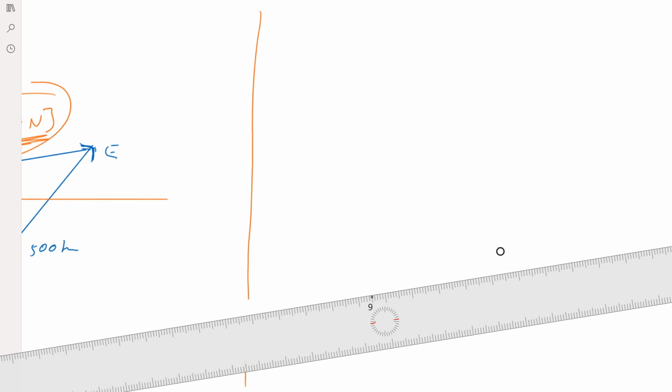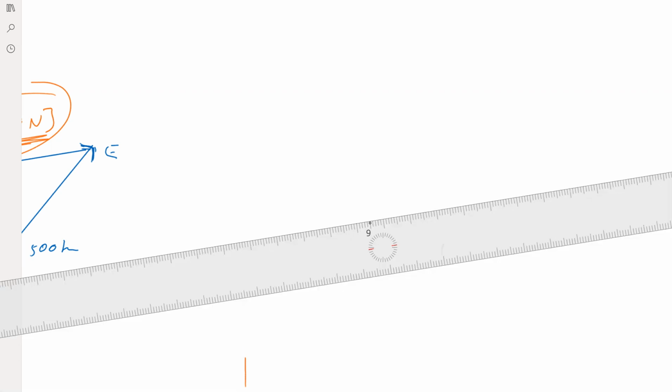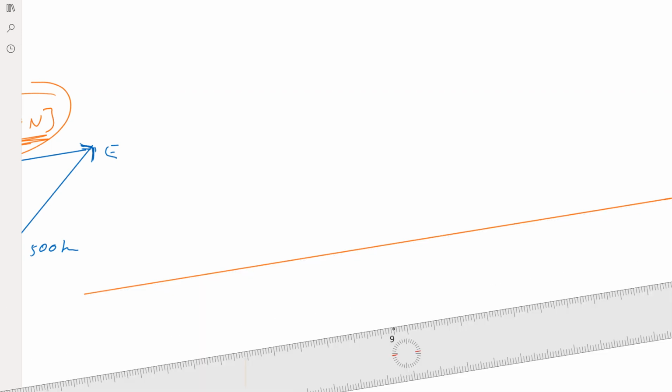Now what I need to do is I'm going to draw a line here because I know the general direction that I want to fly is this way. But the problem is if I fly this way, I've still got a wind, so it's going to take me off course. So let's think about what that wind's going to do.